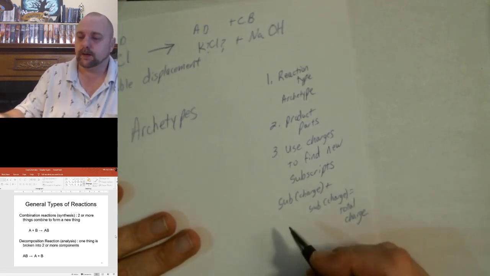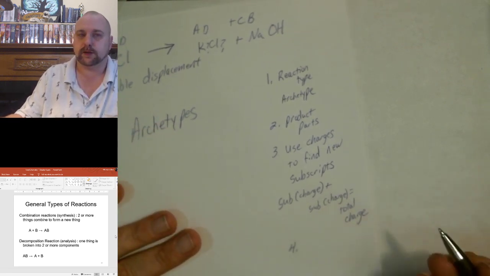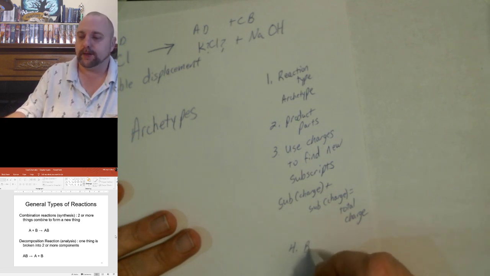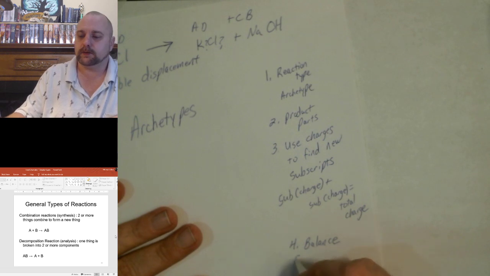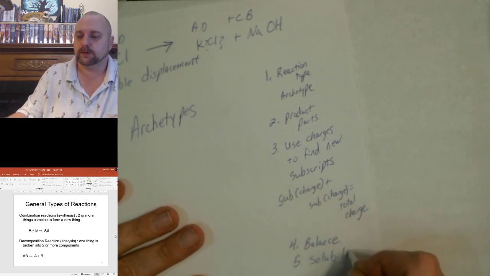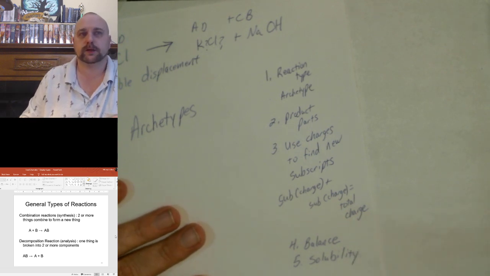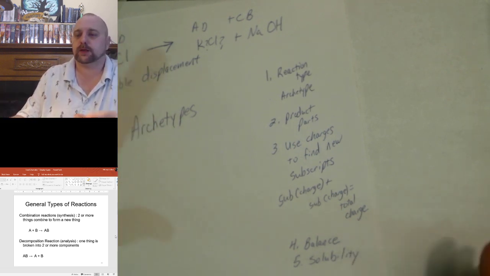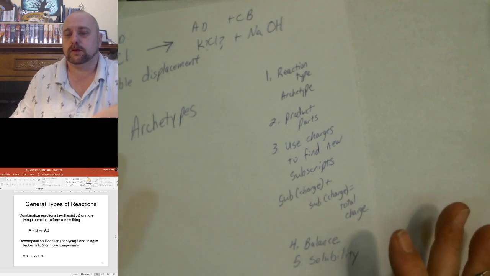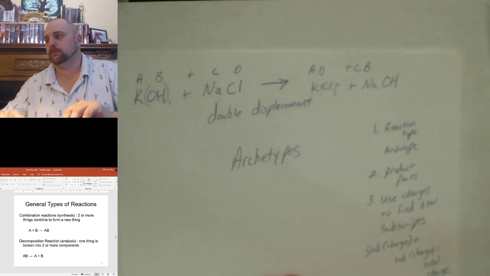Alright. 4th step, we will go ahead and balance the equation once we have the new subscripts. And then the 5th step, we'll do solubilities once we know how to do that. So finishing out a reaction, not super difficult, but it can be a little bit overwhelming at first.